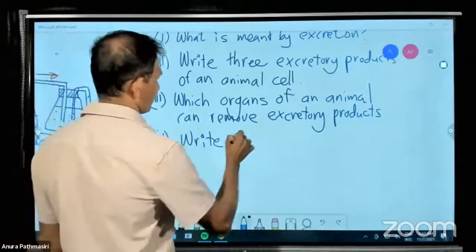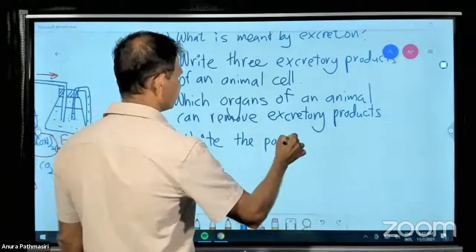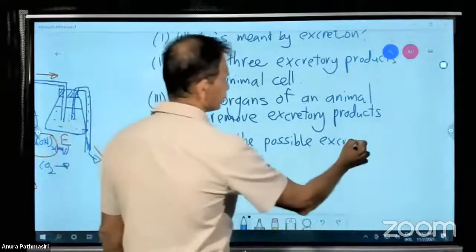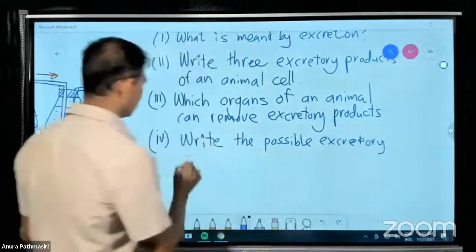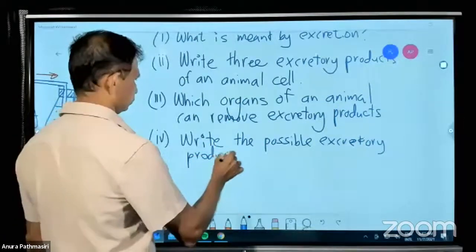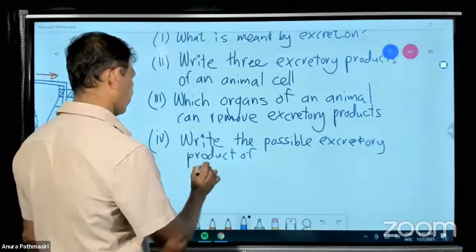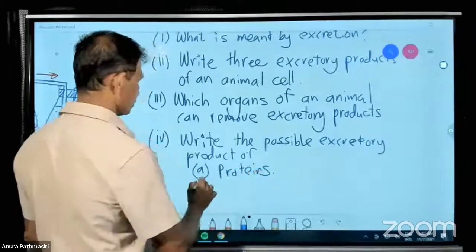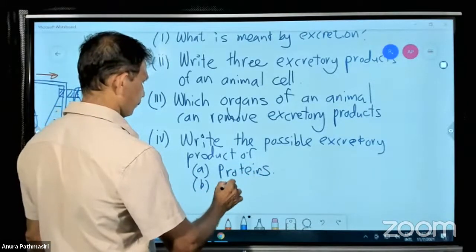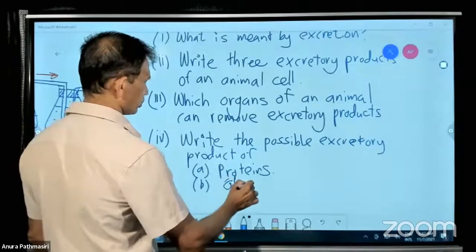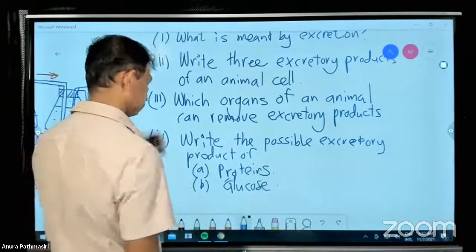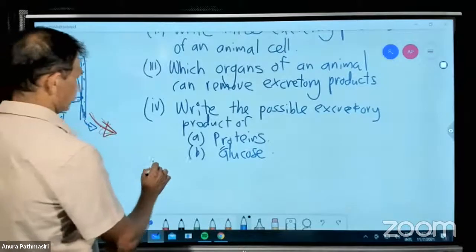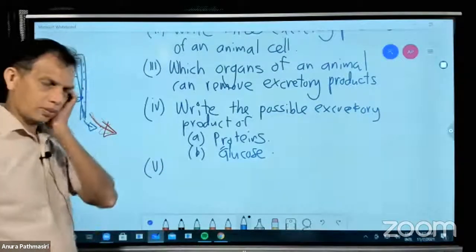Write the possible excretory product of A. Proteins, B. Glucose.